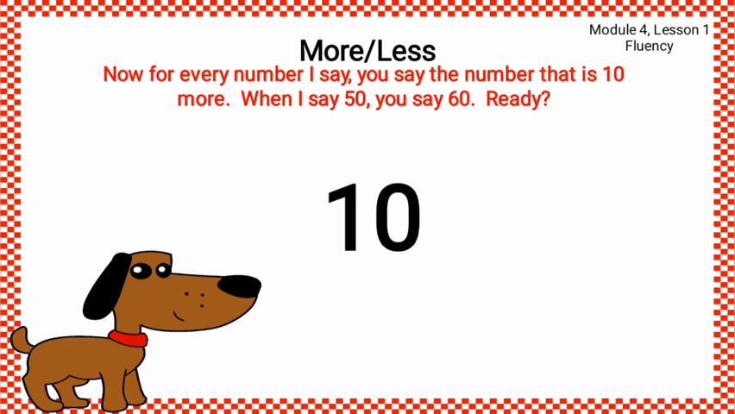Okay, now I have 50. You say 60, you see? 5 tens, 6 tens. Okay, now 10. What is 10 more than 10? Good, that's 20. And what is 10 more than 21? 2 tens, 1. 10 more than 2 tens, 1 is 3 tens, 1. So that's 31. Okay. Now, what is 10 more than 80?